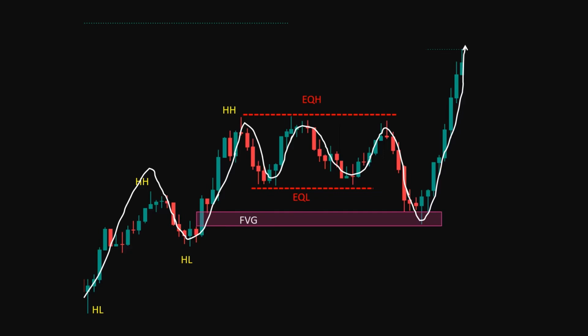Turn this entry model into a full strategy, backtest it, journal and validate it, and finally trade it with real confidence. Having a solid system is the difference between guessing and winning.